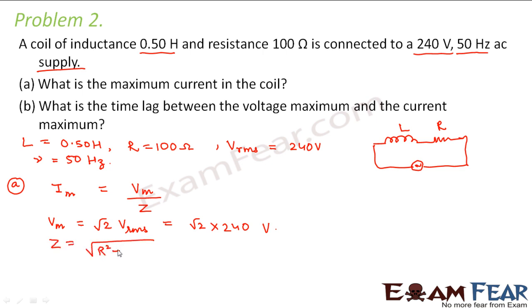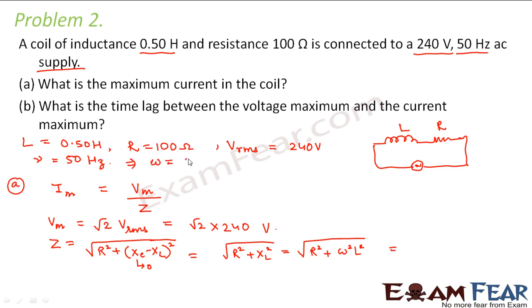And what would be the net impedance? Impedance will be equal to root over R square plus Xc minus XL whole square. Now in this case there is no capacitor. So that means Xc is equal to 0. So this will be equal to root over R square plus XL square. Now what is XL? XL is omega L. So this will be omega square L square. Now what is omega? Nu is given here. So from this we can calculate the value of angular frequency, which is 2 pi nu. That is equal to 2 pi into 50, which is equal to 100 pi radian per second, right?